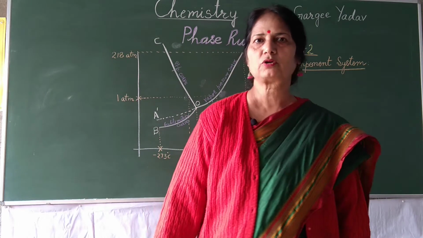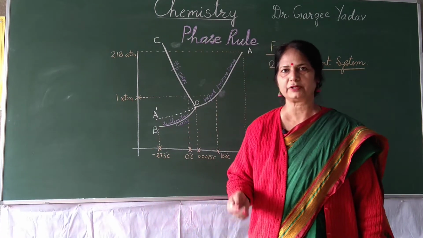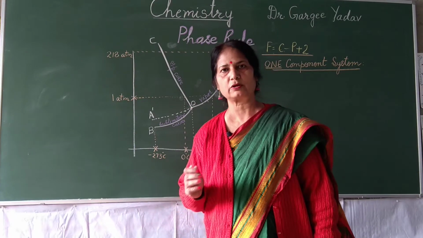Today I am going to tell you about the one component systems, which include the water system, sulfur system and the carbon dioxide system. But before moving to the one component system, let us see how the degree of freedom varies with the number of phases in a one component system.